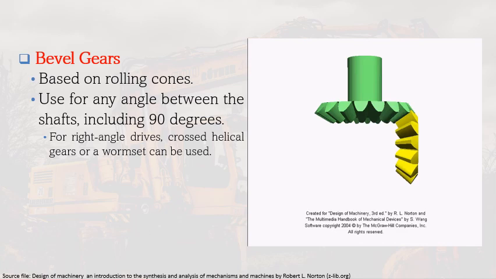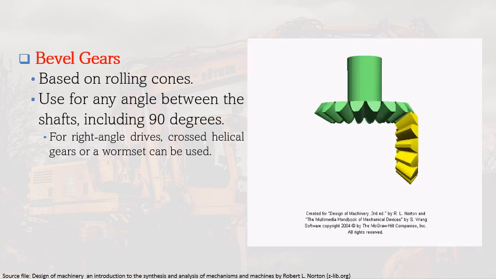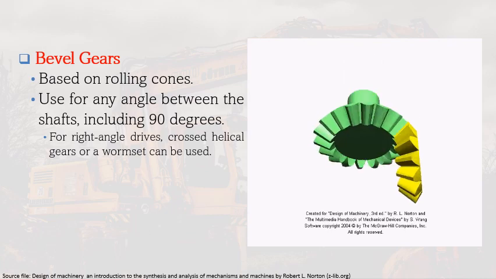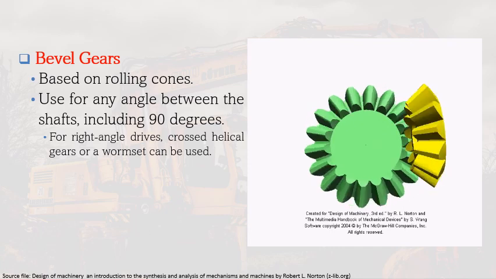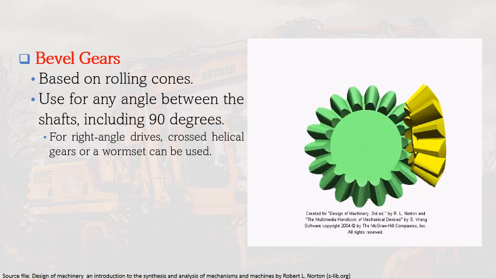If the teeth are parallel to the axis of the gear, it will be a straight bevel gear, as you can see here in this presentation. So this is an example of a straight bevel gear.